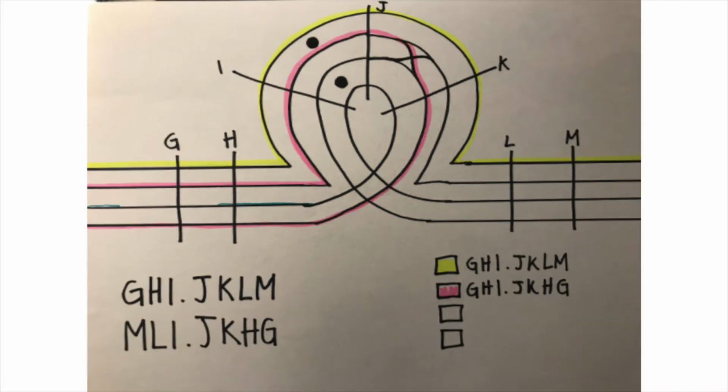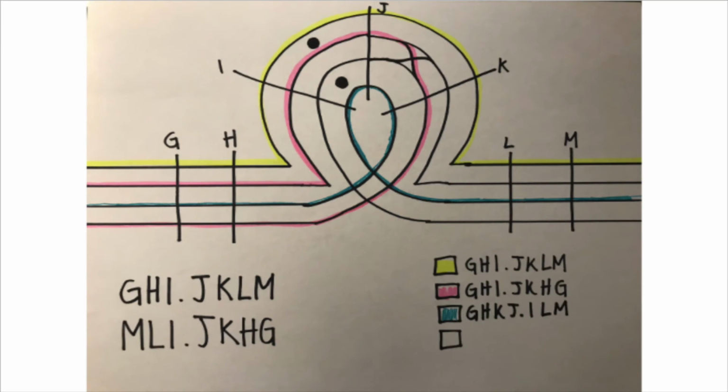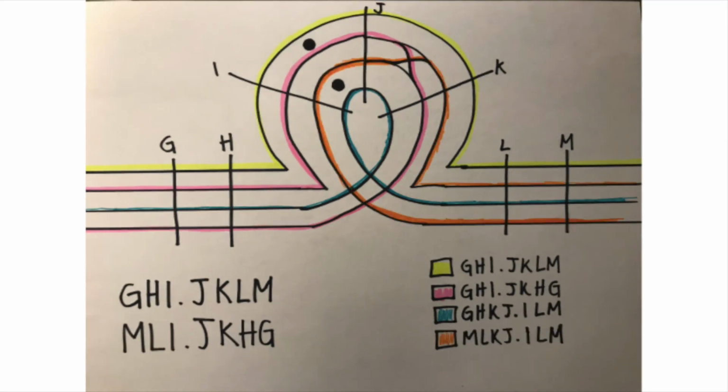Next, we trace the second line in pink. This one looks slightly different because there is a crossover at J and K, causing some of the letters to repeat, giving us GHI centromere JKHG. The third line we trace in blue. This one also looks identical to one of the original chromosomes. Lastly, we trace the last chromosome in orange. It starts on the right side and ends on the right side as well, after crossing over in the JK region. This gives us MLKJ centromere ILM.